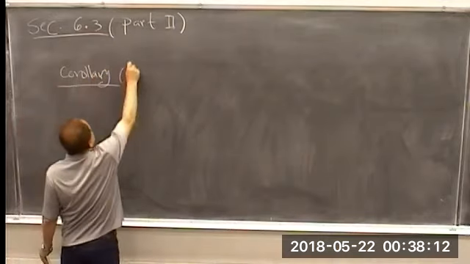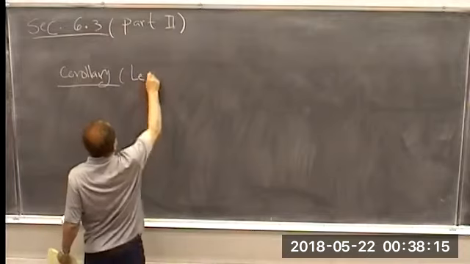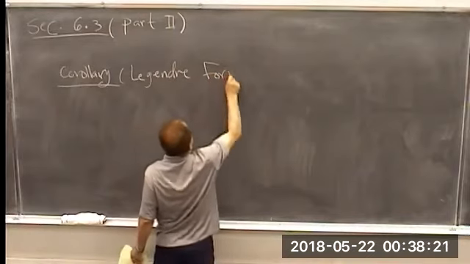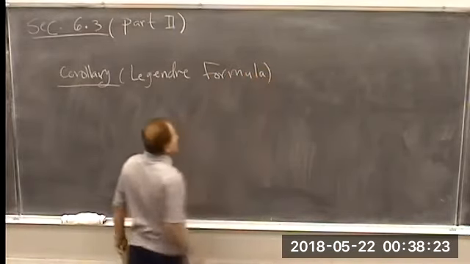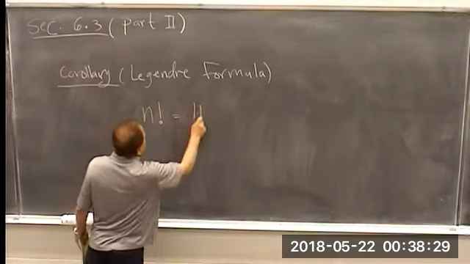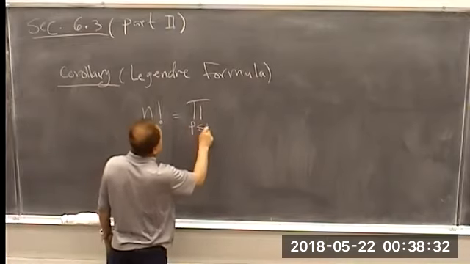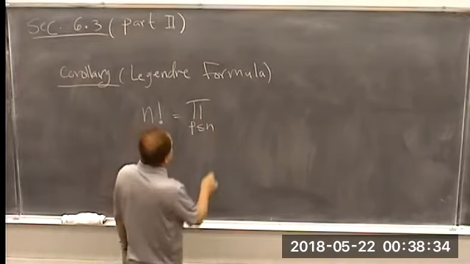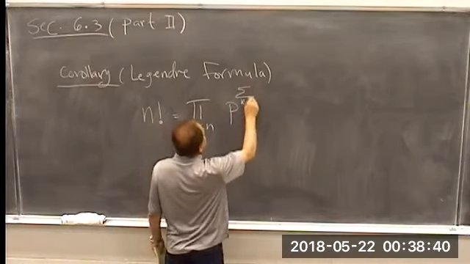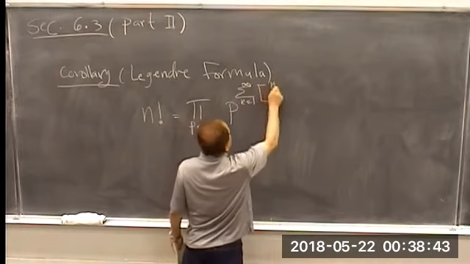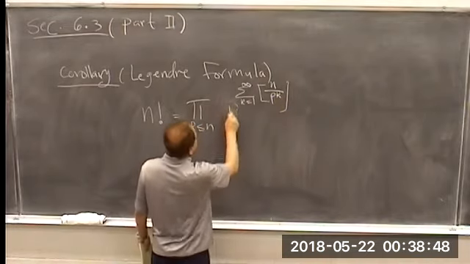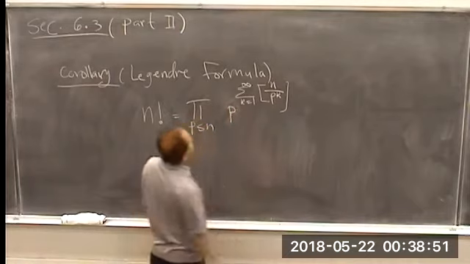And so we refer to this as Legendre's formula, which tells us that n factorial is equal to the product over primes p less than or equal to n of p to the summation k equals 1 to infinity of floor(n over p to the k). The same p, of course, appears in all of these. This is not a different p.